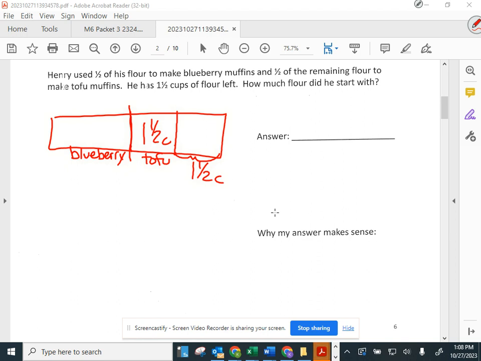So how much is this half of his flour? So if you figure out how much half the flour is, you should be able to put that in for this half. So if you know this half of the flour, you're going to know this half of the flour, add it all together for the total that he started with.